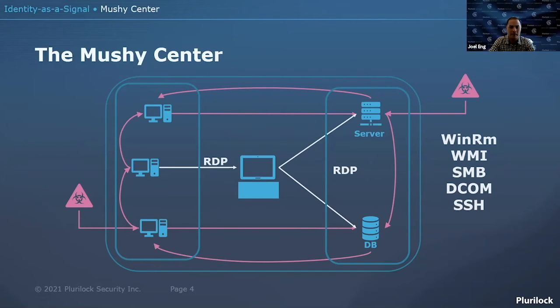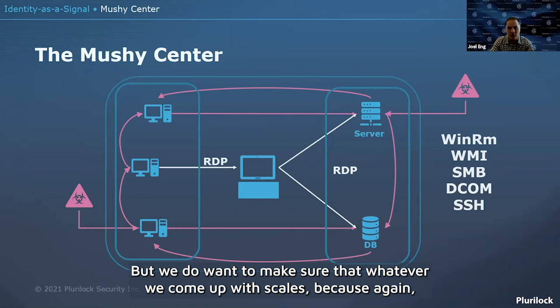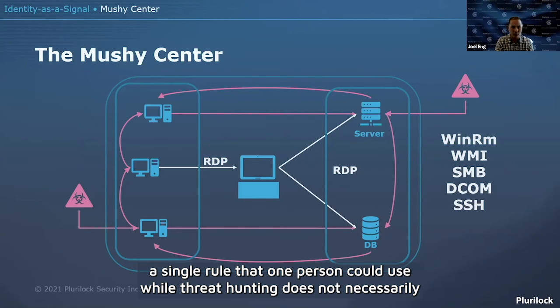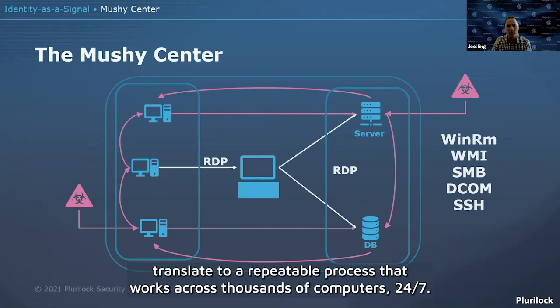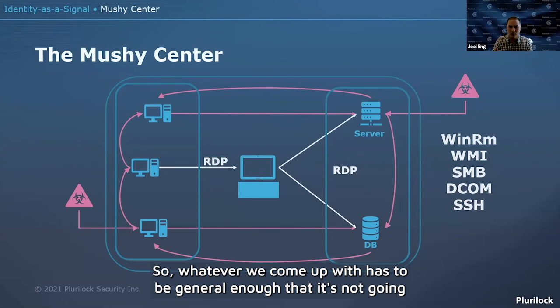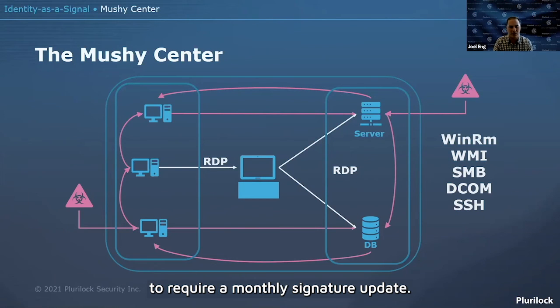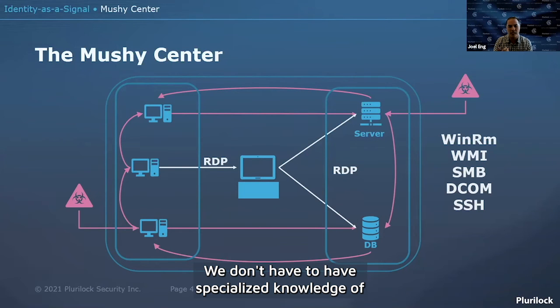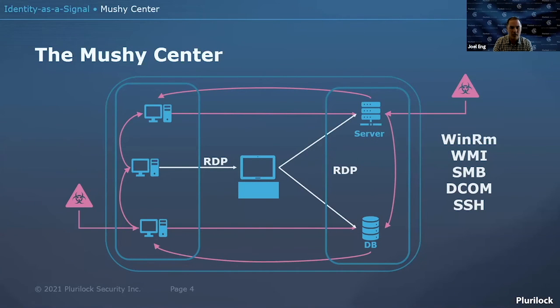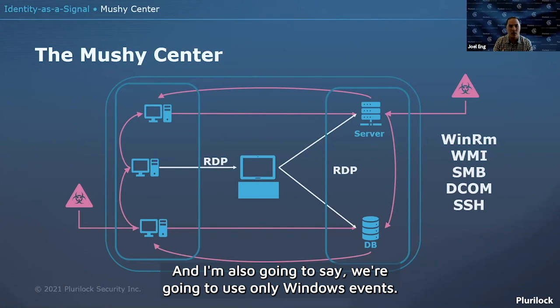But we do want to make sure that whatever we come up with scales, because a single rule that one person could use while threat hunting does not necessarily translate to a repeatable process that works across thousands of computers 24/7. So whatever we come up with has to be general enough that it's not going to require a monthly signature update. We don't have to have specialized knowledge of dynamic infrastructure changes. And I'm also going to say we're going to use only Windows events.